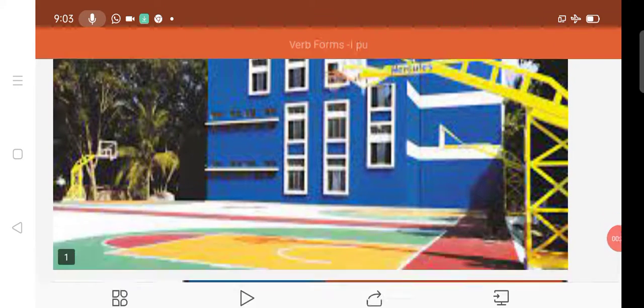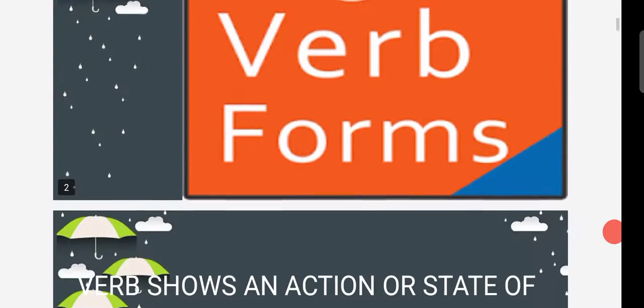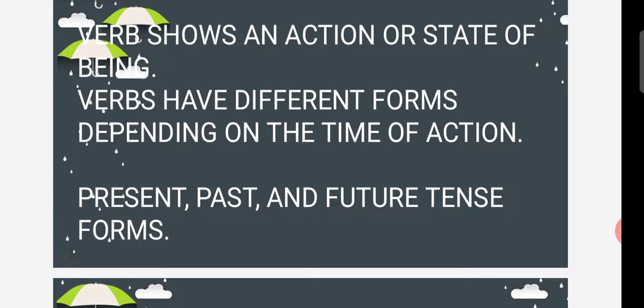Dear students, let us move on to another grammar part, that is the verb forms. So you all know what is a verb. One of the parts of speech is verb. Verb shows an action or state of being. It need not be an action always. It need not denote a work, like I am playing. In that, playing is a verb. So it is an action verb or action word.